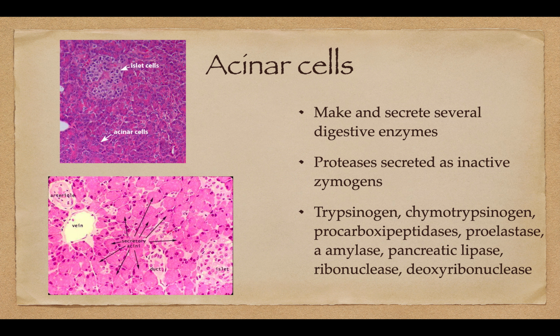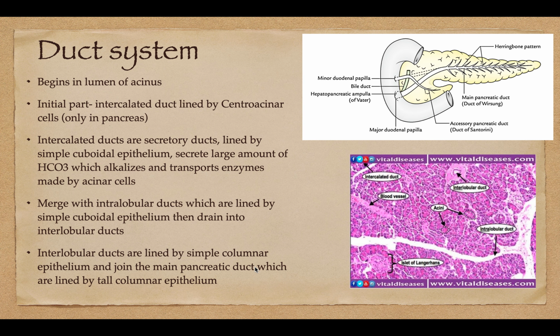It's lined by simple columnar epithelium instead, and it joins the main pancreatic duct, which is lined by tall columnar epithelium. So it just gets taller because there are more. It has to drain more fluid, so these cells need to be a little bit more robust. So it drains into the duodenum with this herringbone pattern, and there is a main duct, the duct of Wirsung, and the duct of Wirsung is the one that has the tall columnar epithelium.